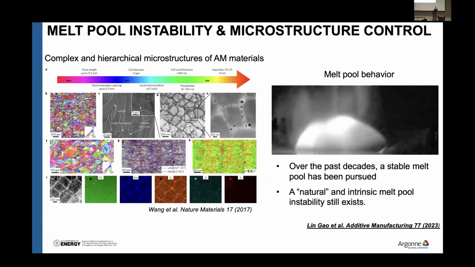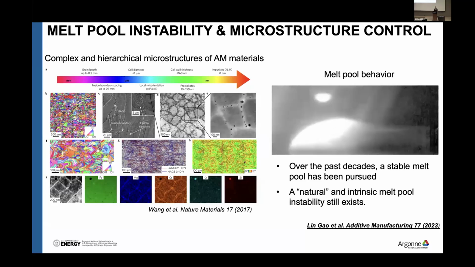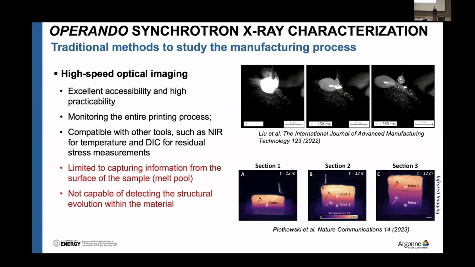It is because the additive manufacturing process is actually influenced by many highly dynamic phenomena and stochastic events during the printing process. So it reminds us: instead of pursuing a perfectly stable molten pool, can we actually leverage and amplify this type of molten pool instability to achieve the maximum control? But before answering this question, how can we study the molten pool behavior?